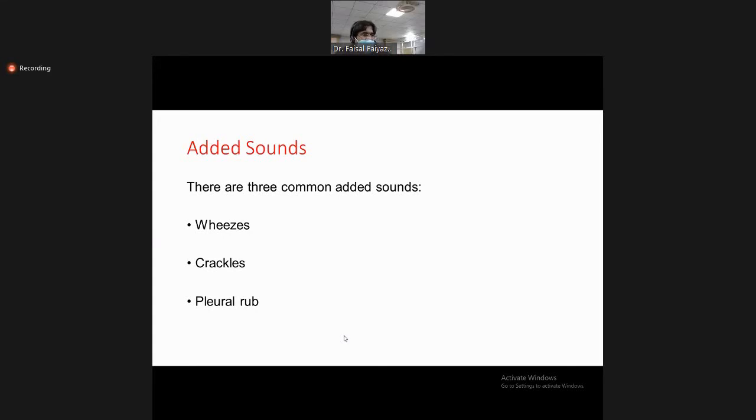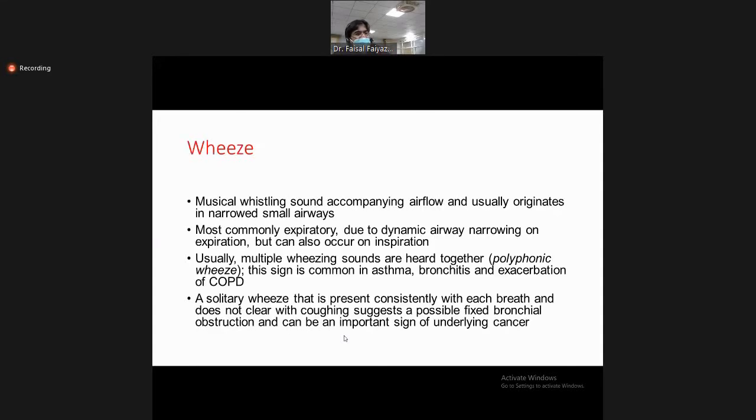Added sounds. There are three common added sounds you should know: wheezes, crackles, also known as crepitations, and pleural rub. So what is a wheeze? A wheeze is a musical whistling sound accompanying airflow and usually originates in narrowed small airways. Most commonly expiratory in origin. Why? Due to dynamic airway narrowing on expiration. But it can also occur on inspiration.